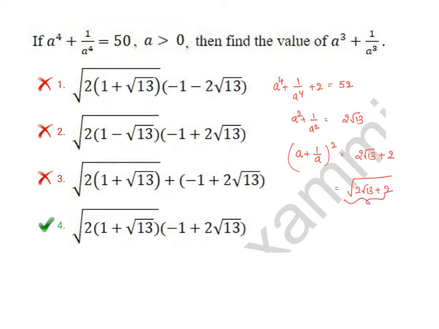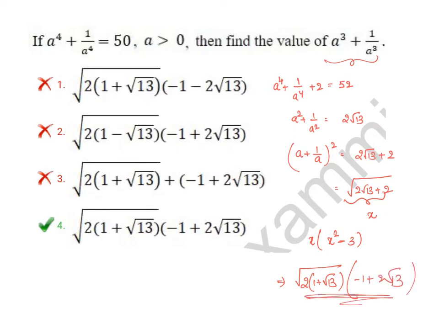So suppose a plus 1 by a is equal to x, then a cube plus 1 by a cube becomes x into x square minus 3. Therefore, x is root of 2 into 1 plus root 13, into x square, which is 2 plus 2 root 13 minus 3, that is minus 1 plus 2 root 13. So that's all it is. So that is option 4.